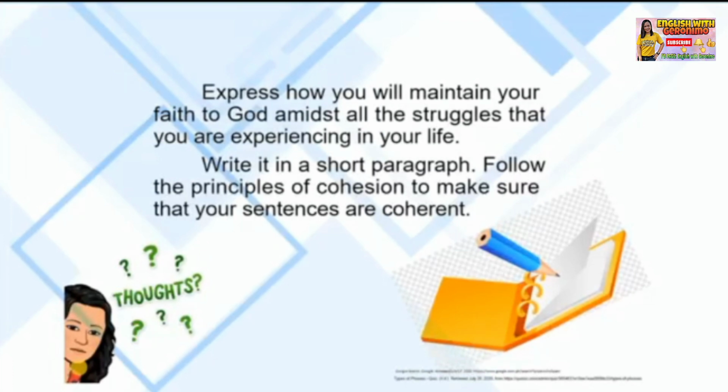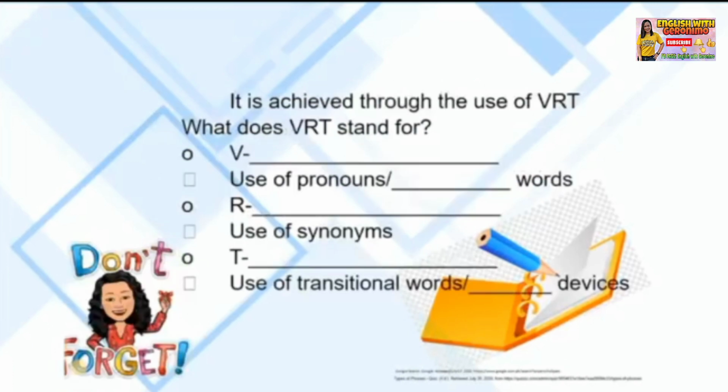To wrap everything up that we have talked about in this lesson, let us always remember that cohesion relates to how words and sentences stick together and make sense. It is the flow of sentences and paragraphs from one to another, tying together. It is achieved through the use of VRT. What does VRT stand for? V is for variety, use of pronouns or reference words; R for repetition, use of synonyms; T for transitional words, use of transitional words or cohesive devices.